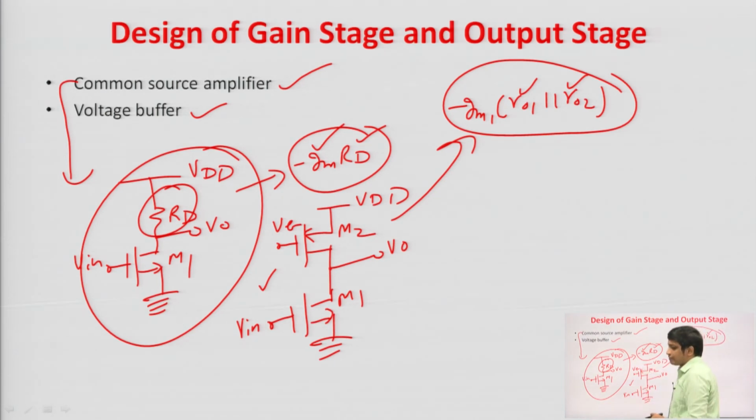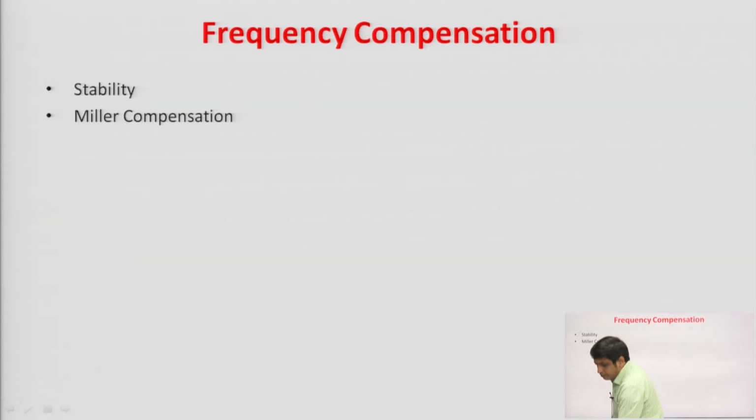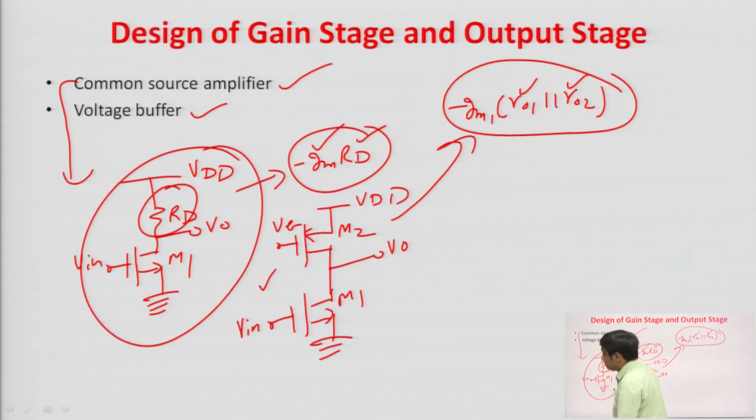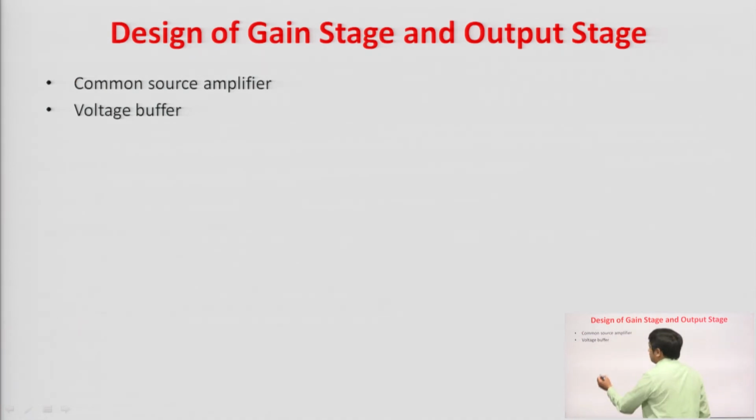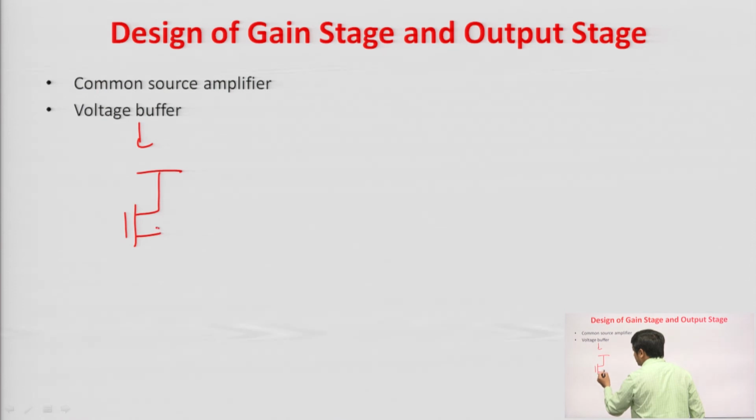As far as the voltage buffer is concerned, to design a voltage buffer we can use the common drain amplifier. Common drain amplifier means the input is applied at the gate terminal and the output is taken from the source terminal.